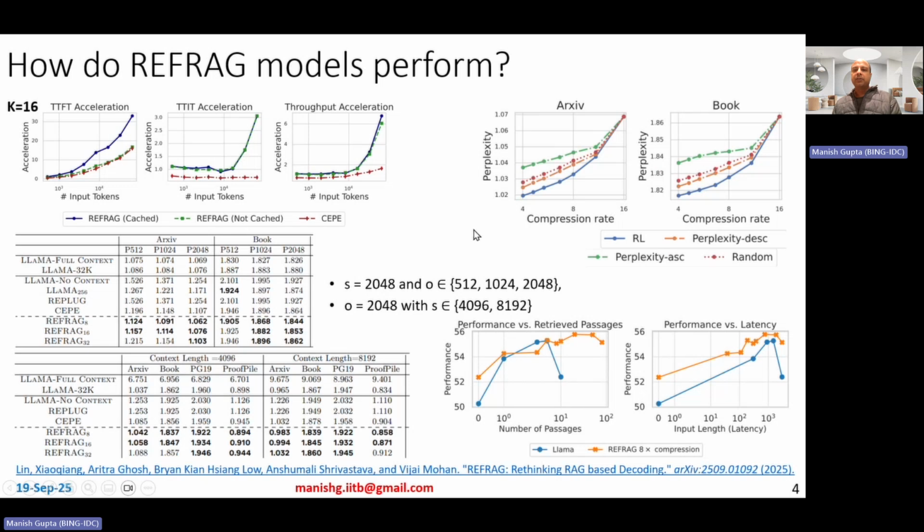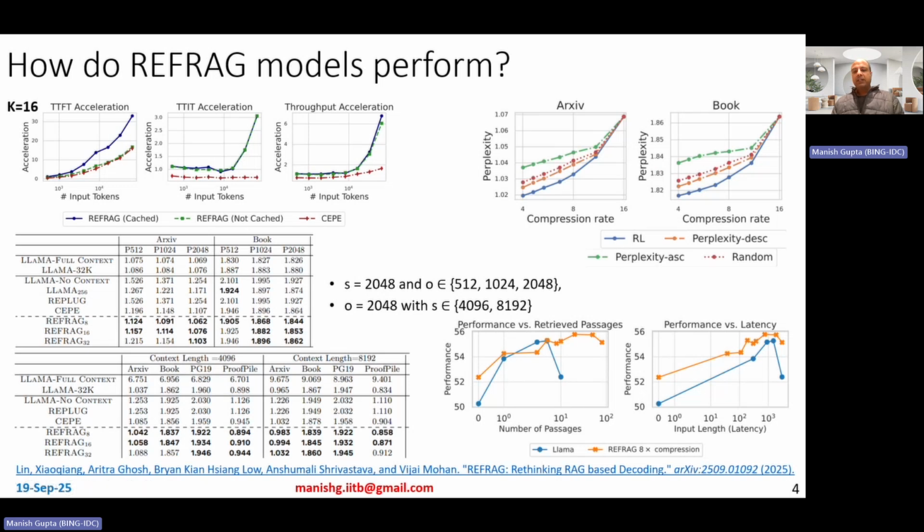And what you observe is that your perplexity is the lowest with the blue curve, which is basically the reinforcement learning curve. So they basically say that, although perplexity by definition could have been a very good way of doing this compression, the reinforcement learning based method is a better way to figure out which chunks should be compressed versus not. Okay.